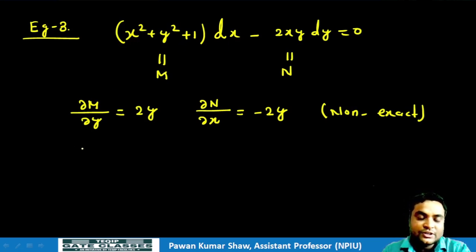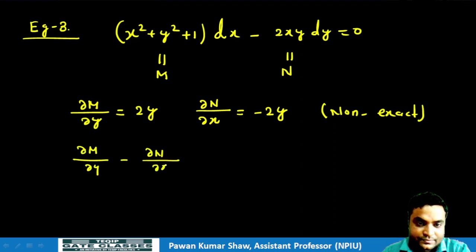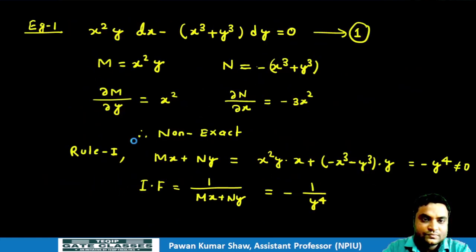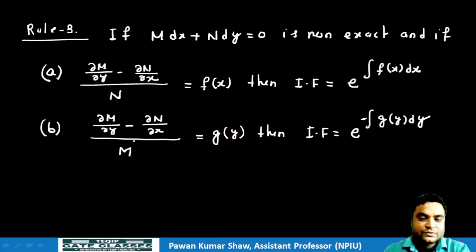In rule number 3 there are two parts, one is a and one is b. Either it will be a function of x or a function of y. So पहले हम ये calculate करेंगे del m by del y minus del n by del x, because we already calculated. See this rule number 3.